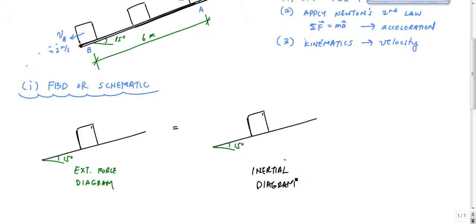When we draw this FBD, the first thing is to establish what our coordinate system will be. Just for convenience, because I know my particles are moving down this path, I'm going to choose going down the path as my plus x direction, and my plus y will be upwards. Plus y will be that direction here.